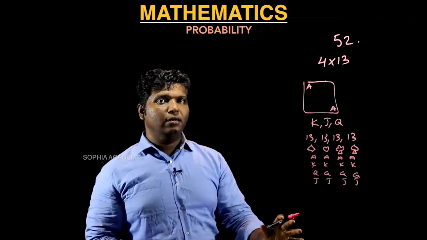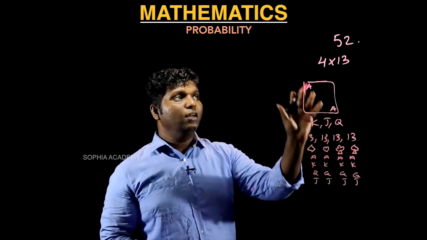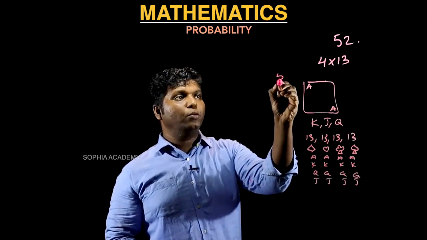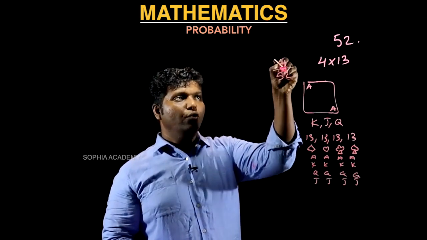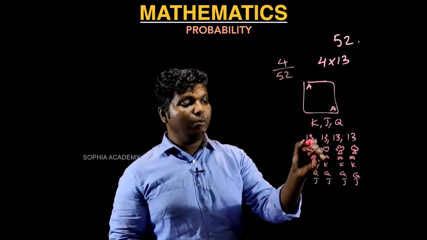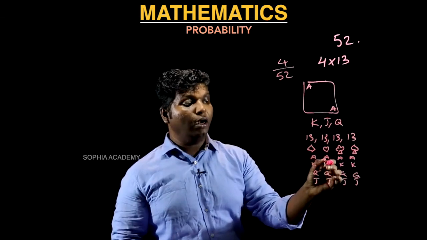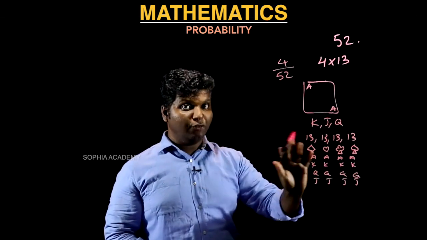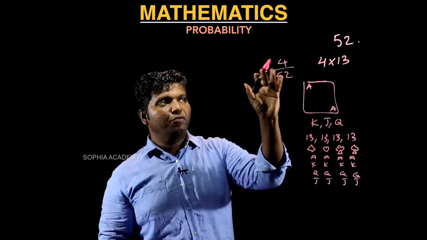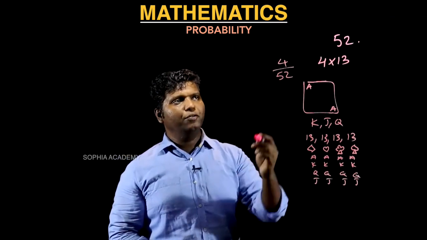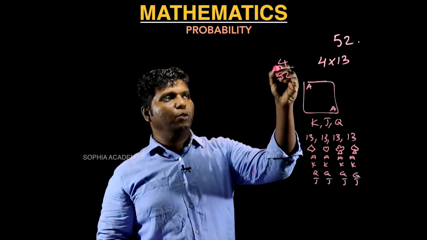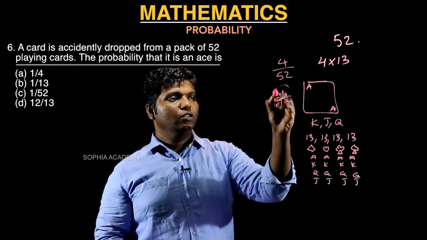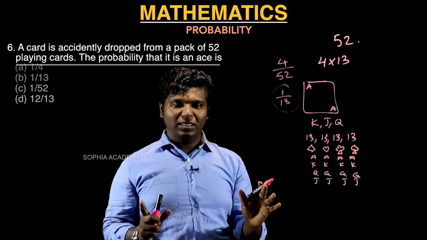So all together, we can say that there are 4 aces. Out of 52 cards, there are 4 aces, because there will be an ace of diamond, ace of heart, ace of spade, ace of clubs. So out of 52, the favorable outcome is 4. Now if you cancel them, it will become 1 by 13. So 1 by 13 is the right option.